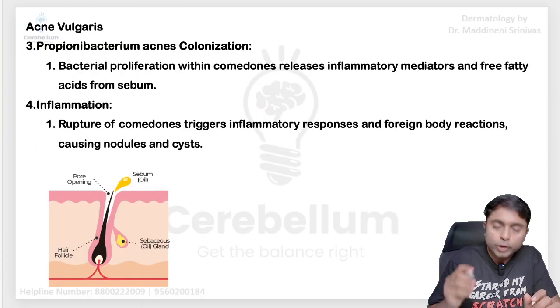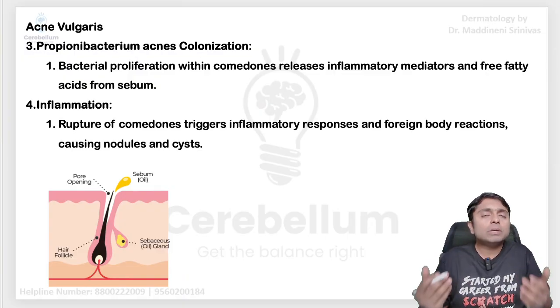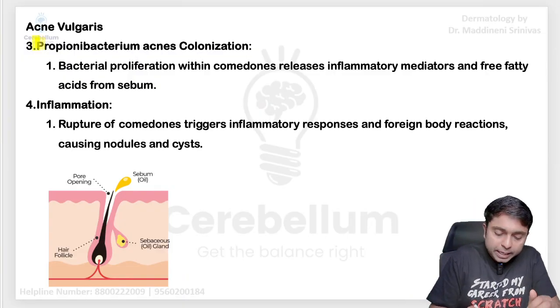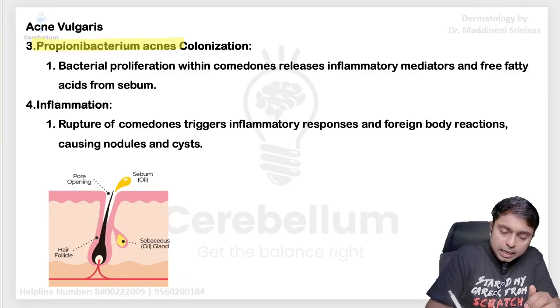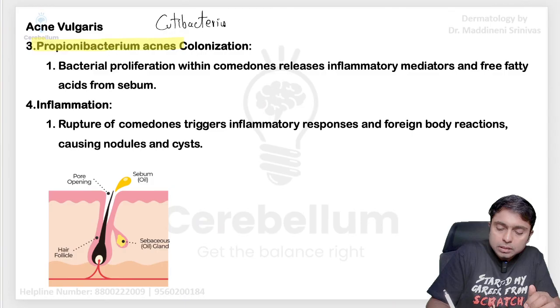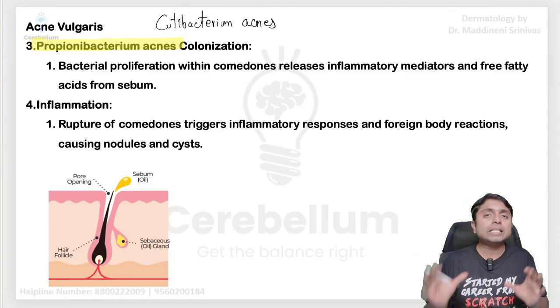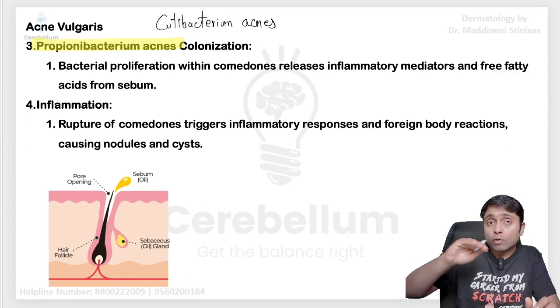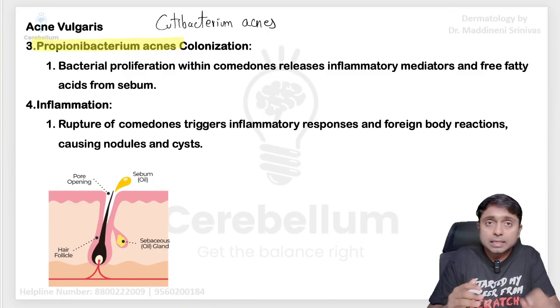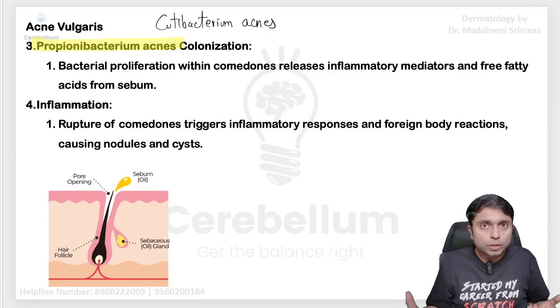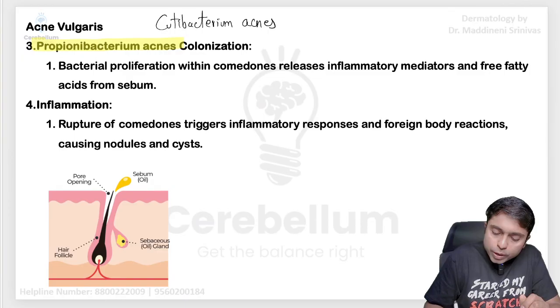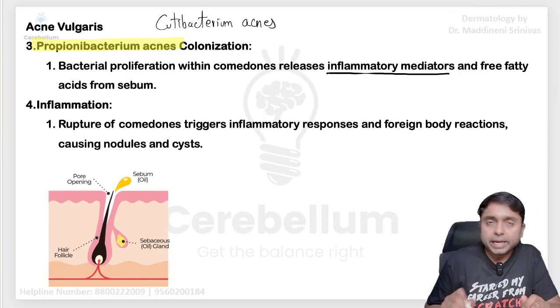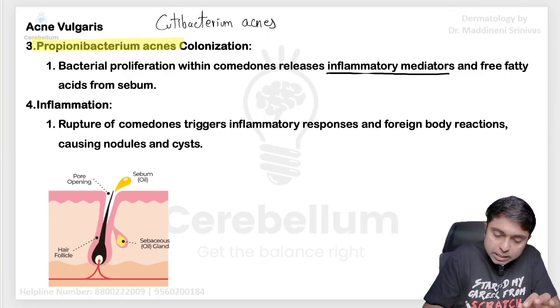So the next step is going to be the normal commensal, which is Propionibacterium acnes, also called Cutibacterium acnes. This is the bacteria which is present in everyone, in you and in me. It is present in the sebaceous gland, but in patients of acne vulgaris, because there is obstruction, follicular plugging, there is going to be hyperproliferation of this Cutibacterium acnes, which is going to produce inflammatory mediators, most important of which is a free fatty acid.